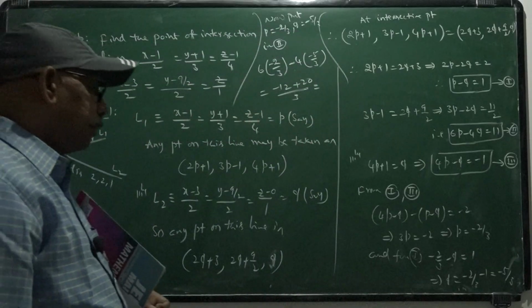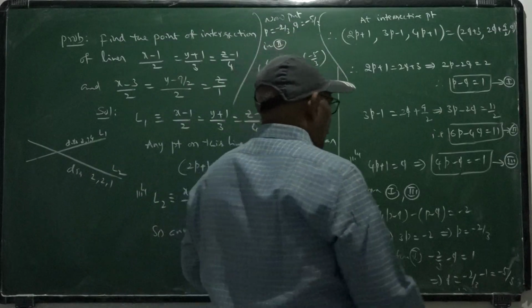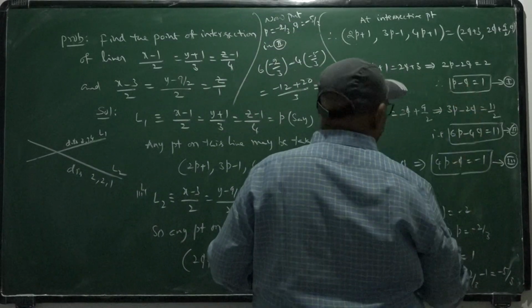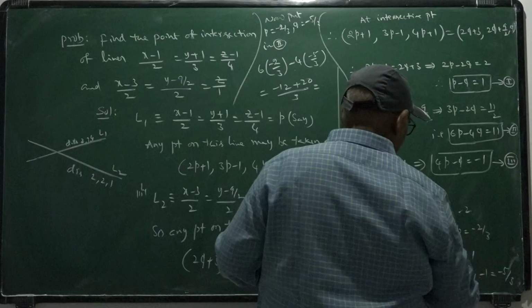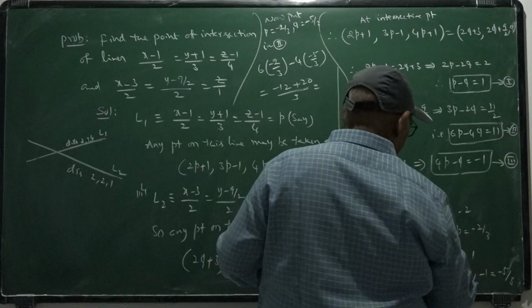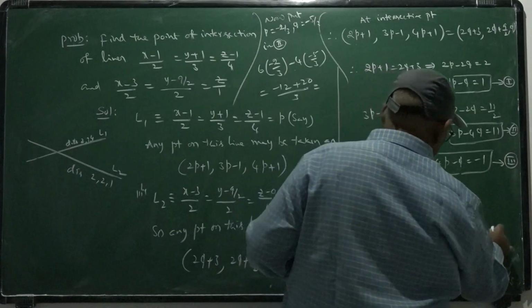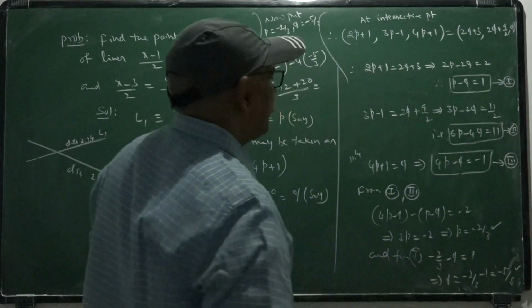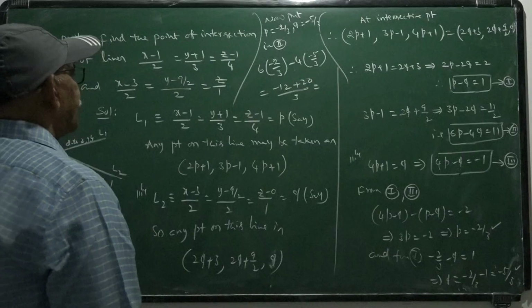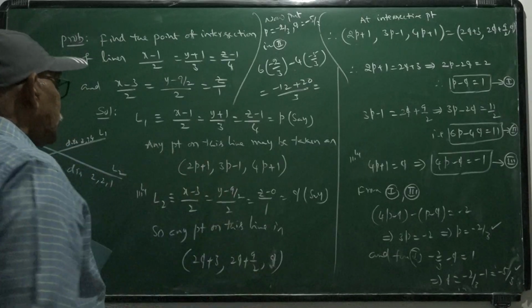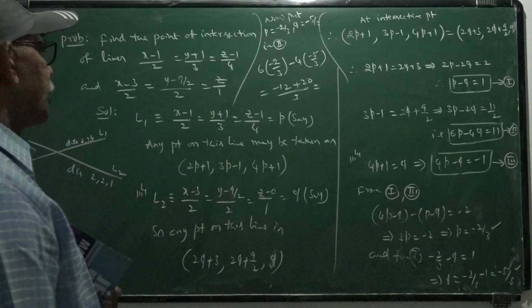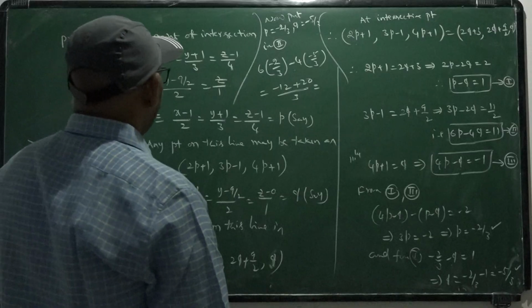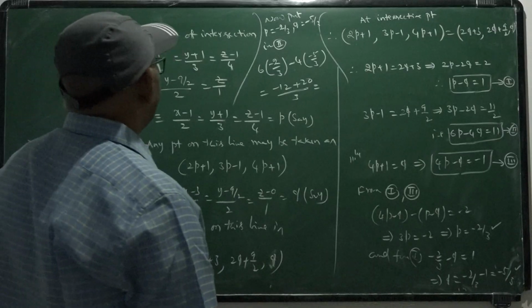Now taking this value in 1, minus 2 by 3 minus q equal to 1. Q takes the value minus 2 by 3 minus 1, minus 5 by 3. These two values must satisfy this one. Here it was not satisfied, then the lines are non-intersecting.